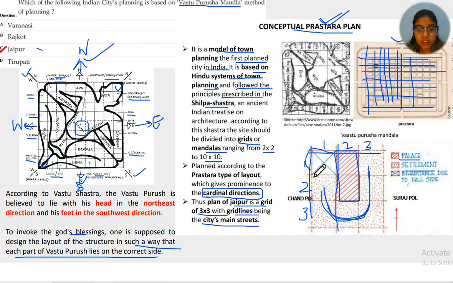Now coming to this northwest part. This area is uninhabitable due to the hillside. In Jaipur, you have a hill in the northwest direction. That's why this area is uninhabitable. So they have left out this area, and in this way they have placed the palace and all the settlements in Jaipur.